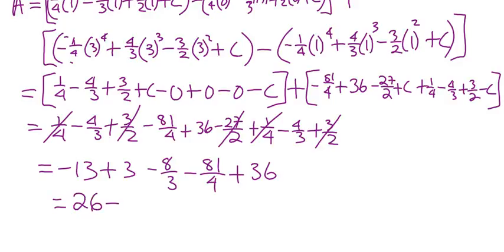Minus, okay, to add these we're going to have to go to twelfths, right? So minus 32 twelfths, minus 243 twelfths.